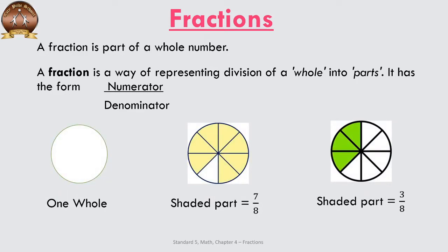So one whole, as you can see in the circle, it's a complete circle. And then the next circle with yellow color, we have divided the circle into 8 parts. And out of 8 parts, 7 are shaded yellow. And in the next figure where you have the green shaded part, the figure has 8 equal parts and 3 are shaded. So the number which we choose becomes the numerator, that is, the shaded parts become the numerator, and the total becomes the denominator. So the chosen upon the denominator, that is total. So this is how we represent a fraction.